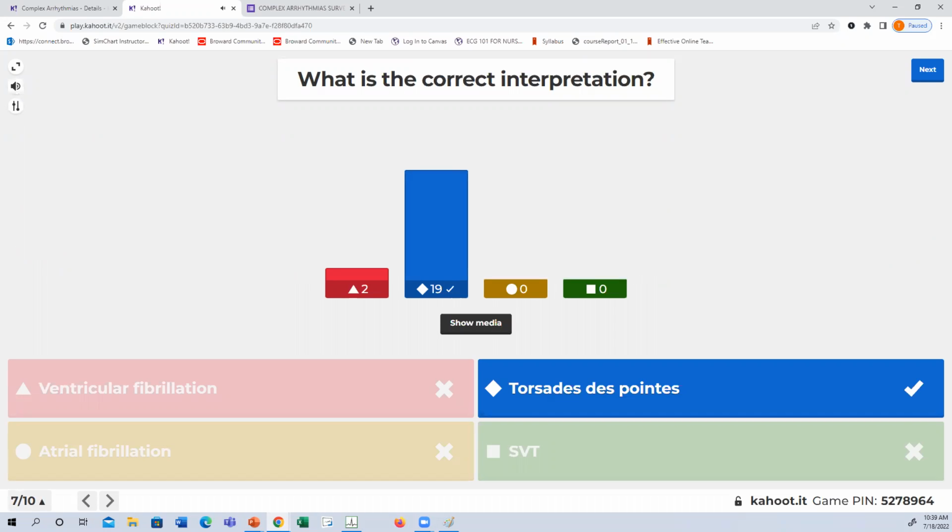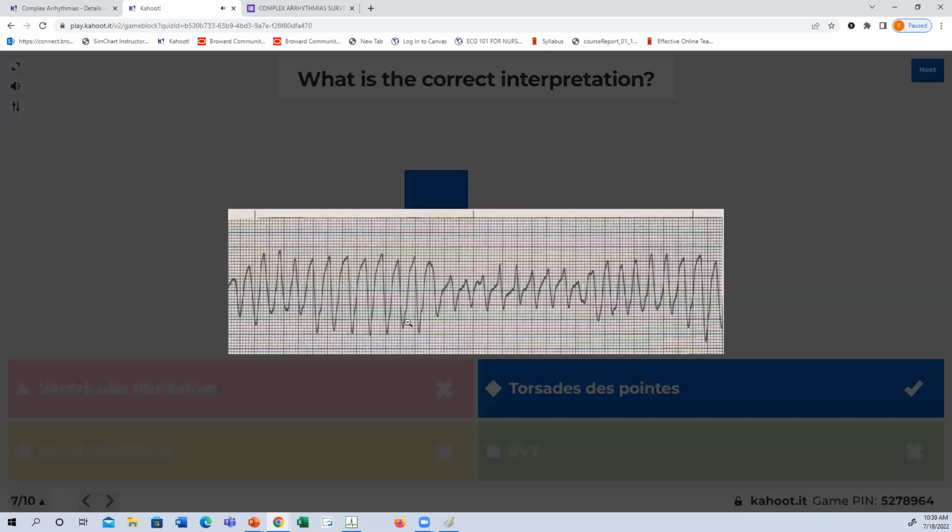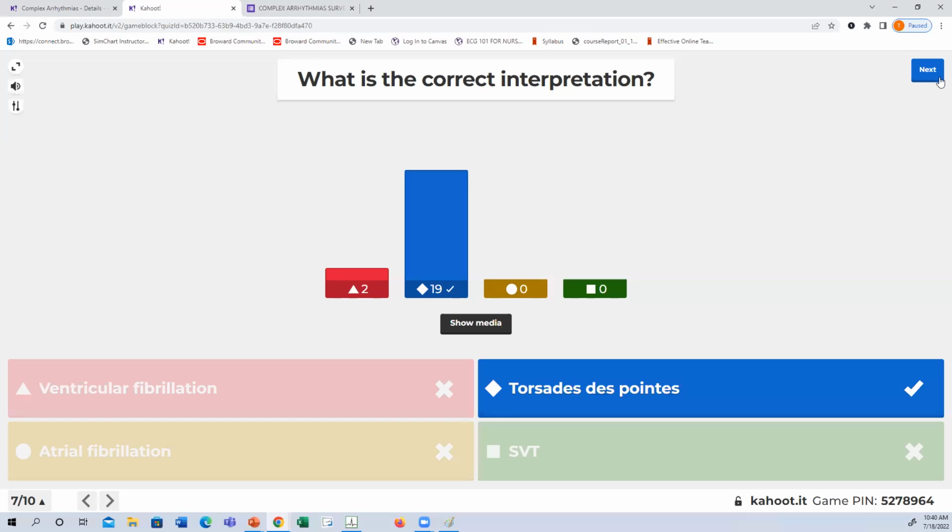Okay, so again, in this particular rhythm, there are different heights or different points. So I'm going to illustrate the different heights and different points, see this? And this. So it's almost like a party streamer. It has different heights or different points. And therefore, this is going to be what is known as torsades de pointes.